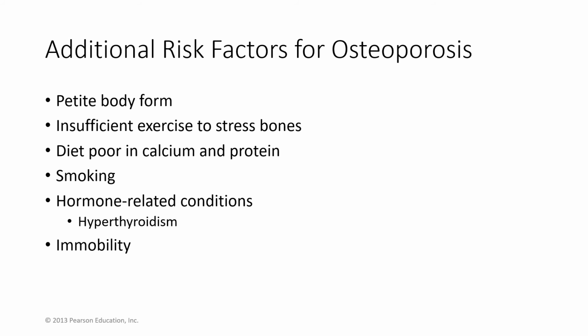Other than age, what other risk factors are there for osteoporosis? They say the more petite the body form is, the more at risk those individuals are for developing osteoporosis. If you don't really exercise that much and you're not putting that much stress on your bones, remember how we said when you put stress on your bones they become thicker? So the less exercise and stress as you age, the more at risk you can be of developing osteoporosis.